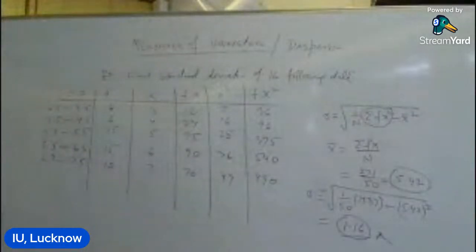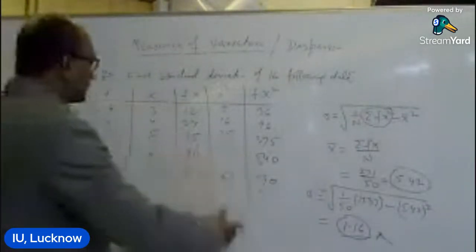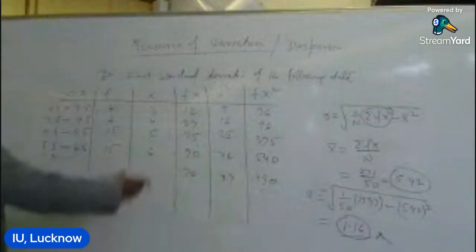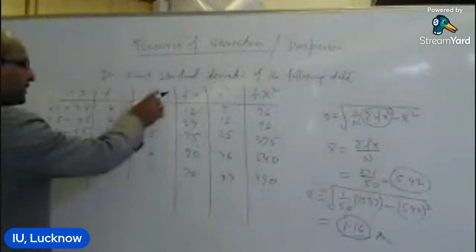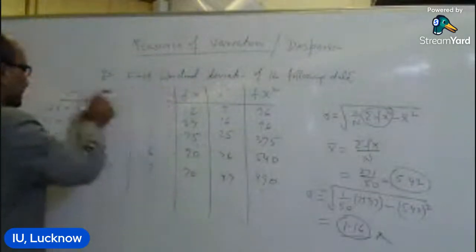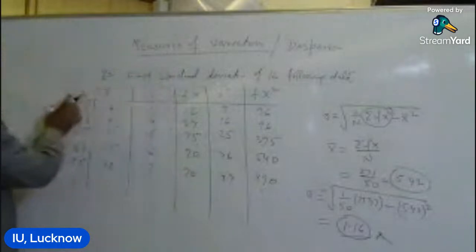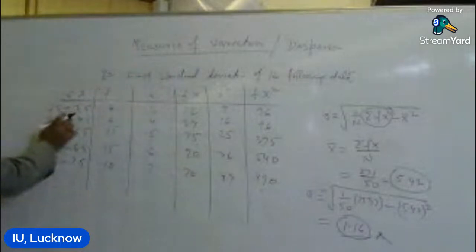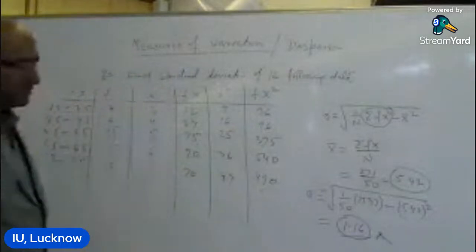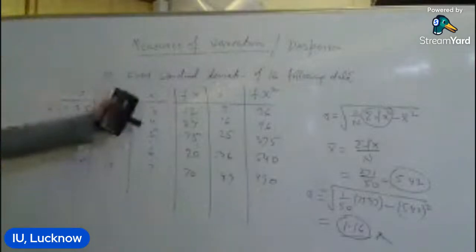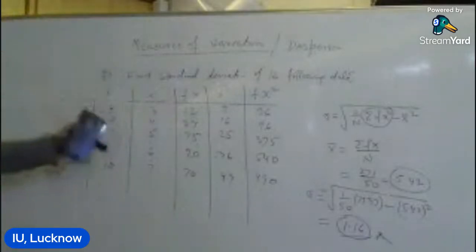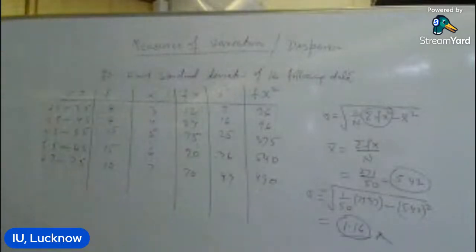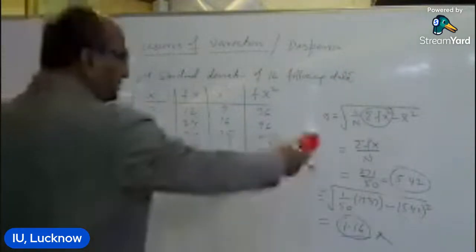This is the same example as we discussed previously, but in that question we had already taken the x. Here we have taken x in terms of class intervals. So you get the x, that is the mid value of the class interval, and you can apply the same process.